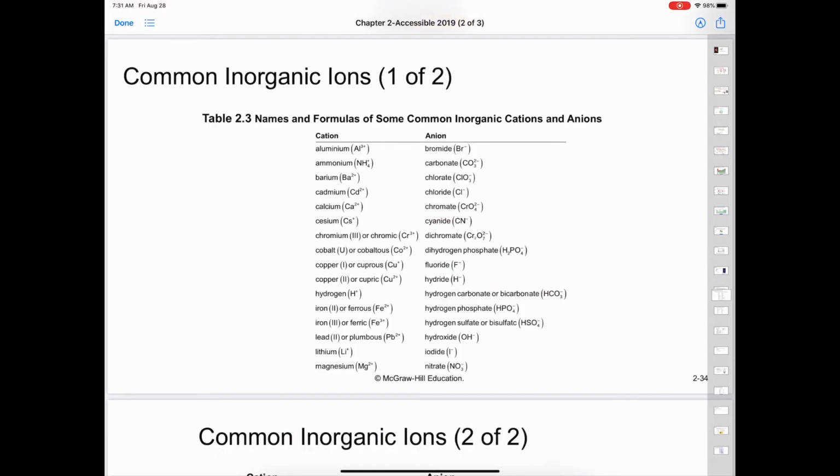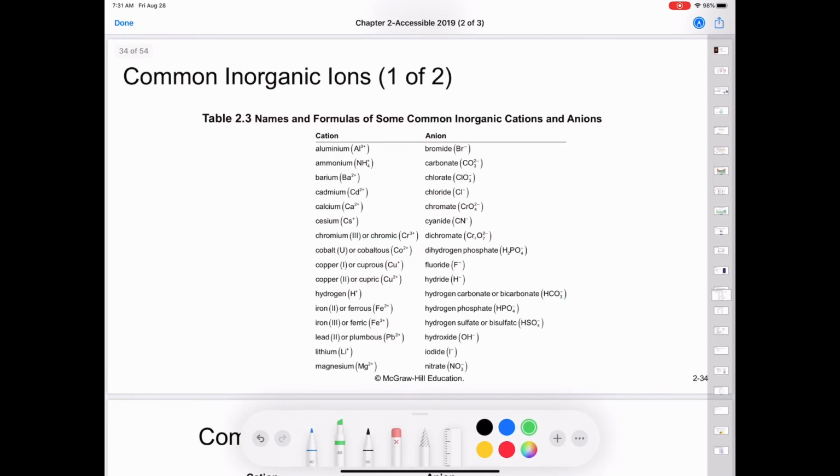Okay, so it takes a lot of time, but you have to have all of the ions in table 2.3 memorized. And it's a big table, so let's take a look. Some of them are pretty evident, like if we start with a cation, aluminum. The next one is a polyatomic cation, which is ammonium, so NH4+, you have to know that. Then we have barium, cadmium, calcium, cesium.